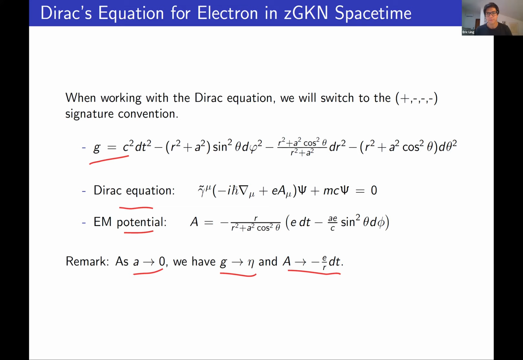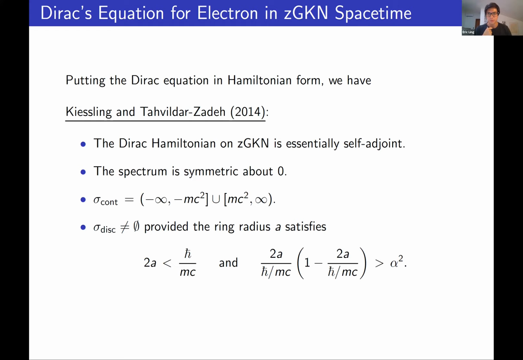Okay, putting the Dirac equation in Hamiltonian form, we have the following theorems by Shadi and Michael, first proved in 2014. The Dirac Hamiltonian on ZGKN is essentially self-adjoint, so there's only one self-adjoint extension. The spectrum is symmetric about zero. This is interesting because this does not happen for the usual Dirac equation on Minkowski space with the Coulomb potential. So there's something about the double-sheetedness of the zero gravity Kerr-Newman spacetime that allows you to have a symmetric spectrum about zero.